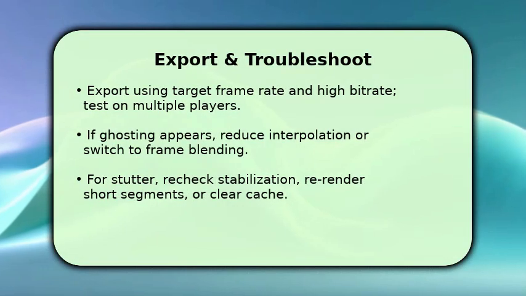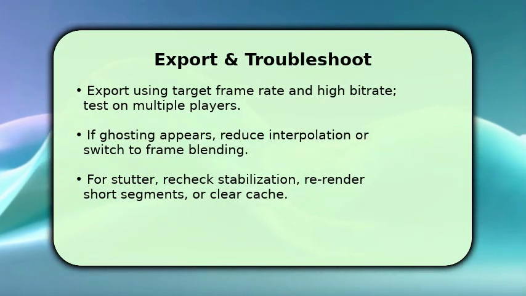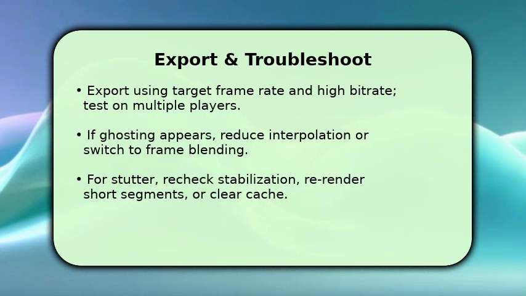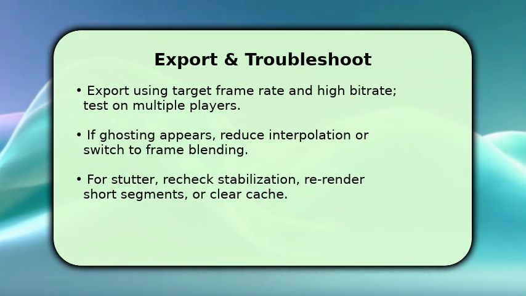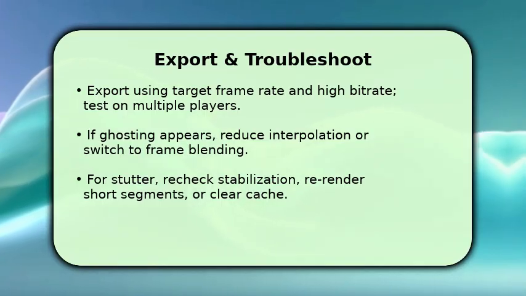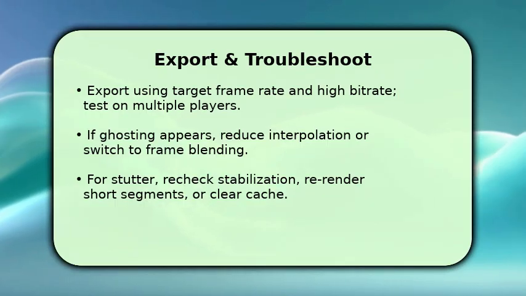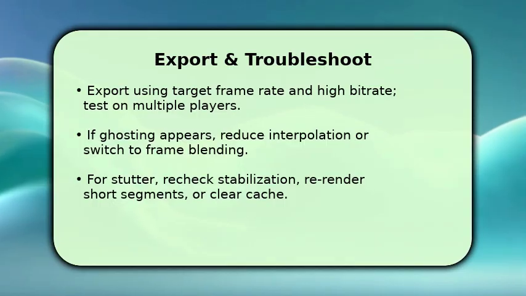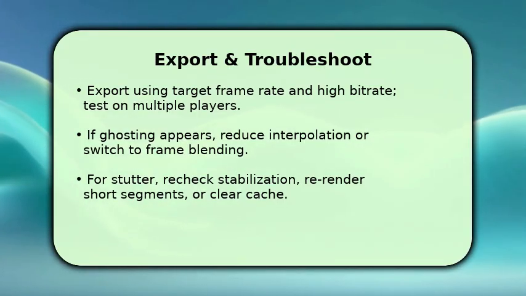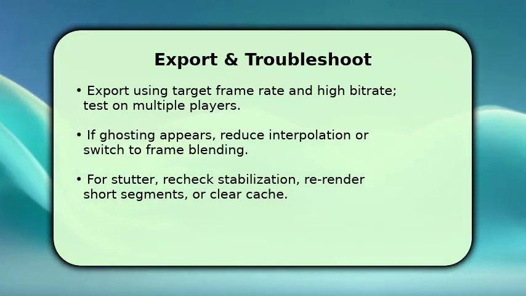Finish by exporting at the timeline's chosen frame rate and a high bitrate to retain detail. Test playback on different players to confirm smoothness. If you notice ghosting or warping, reduce optical flow strength or switch to frame blending because too aggressive interpolation causes artifacts. For intermittent stutter, rerun stabilization on the specific segment, clear your editor's cache, and re-render just that section.